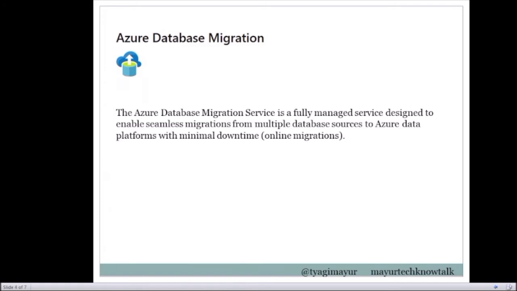Okay, this is also an important service, Azure Database Migration. The Azure Database Migration Service is a fully managed service designed to enable seamless migration from multiple database sources to the Azure data platform with minimum downtime.